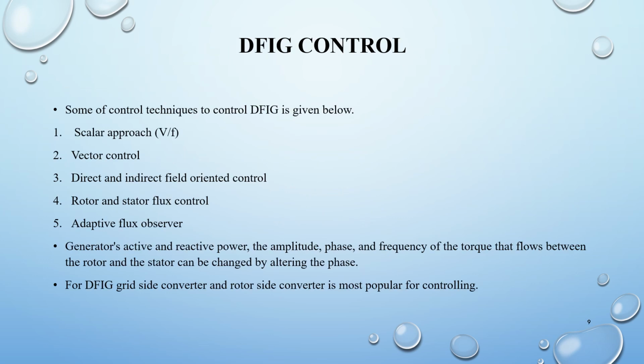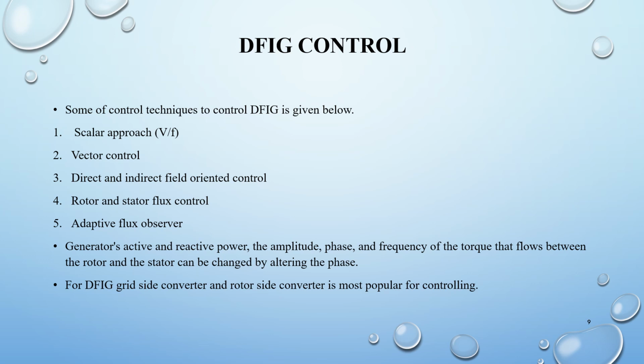DFIG control. Some of the control techniques to control DFIG are given below. First is scalar approach. Second is vector control. Third is direct and indirect field oriented control. Fourth is rotor and stator flux control. Fifth is adaptive flux observer. There are many techniques which are used to control DFIG.